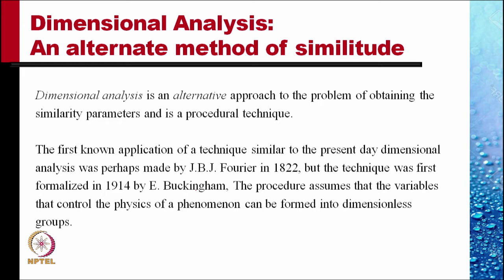The first known application of a technique similar to the present day dimensional analysis was made by J.B.J. Fourier, of the Fourier analysis fame, in 1822. But the technique was first formalized in 1914 by E. Buckingham. The procedure assumes that the variables that control the physics of a phenomenon can be formed into dimensionless groups.